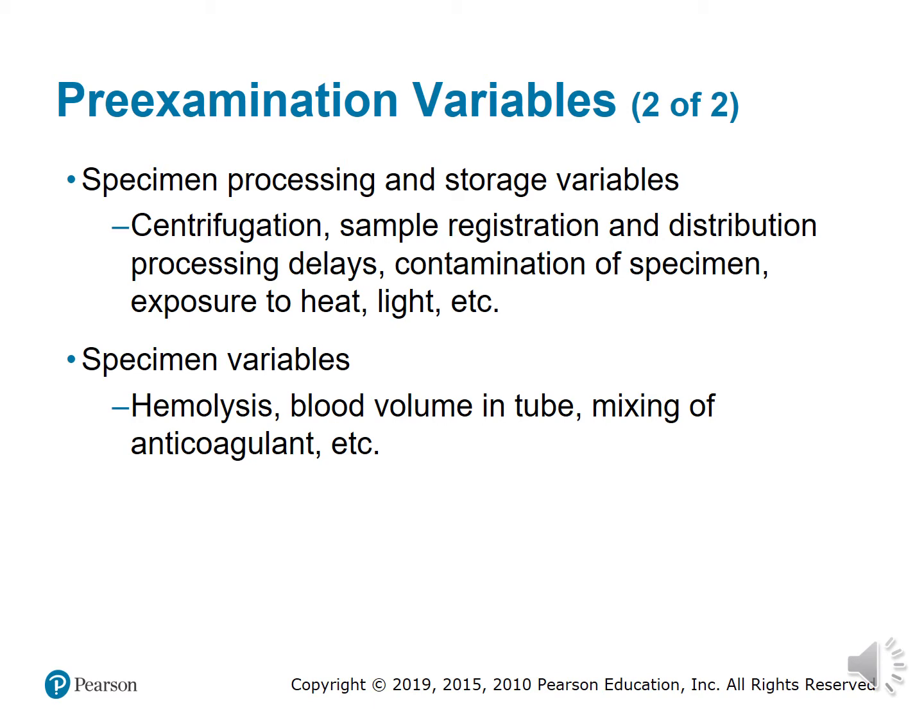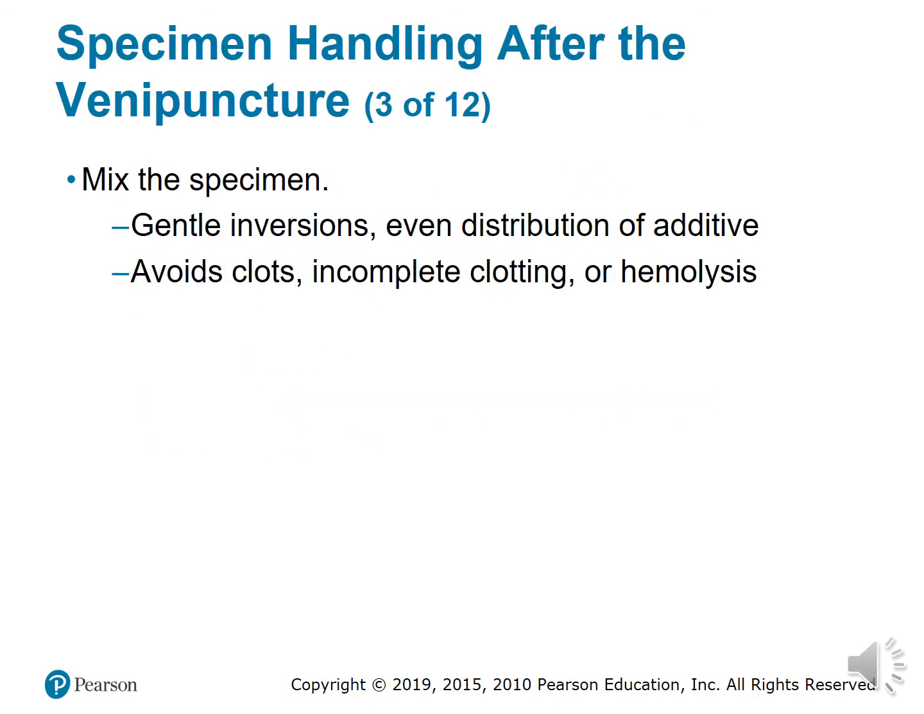Specimen processing and storage variables: centrifugation, sample registration and distribution, process delays, contamination of specimens, exposure to heat, light, etc. Specimen variables: hemolysis, blood volume, and tube mixing of anticoagulants.